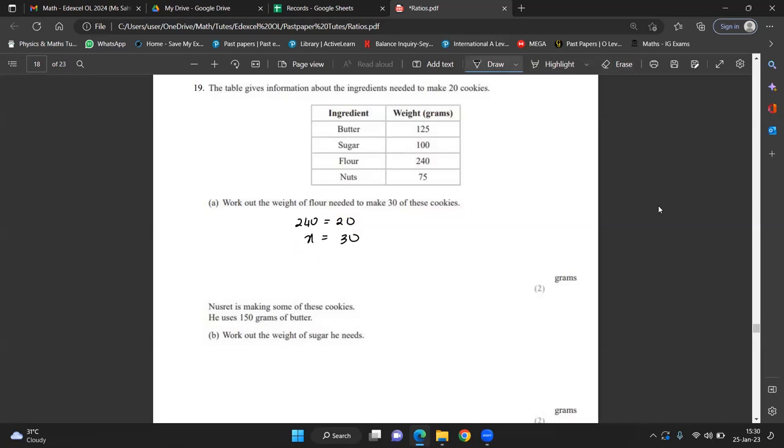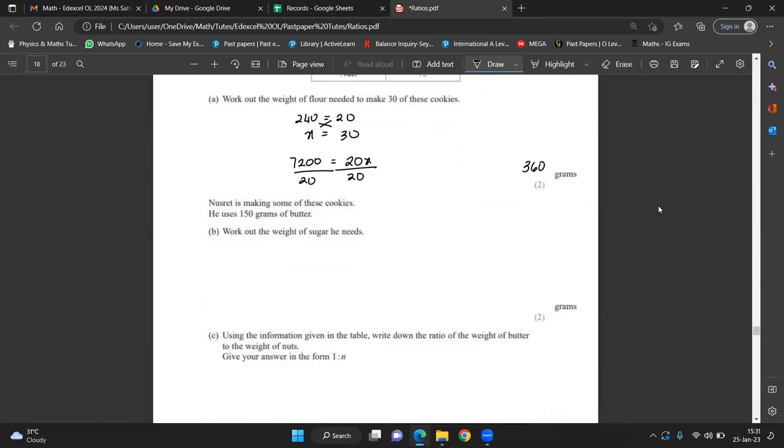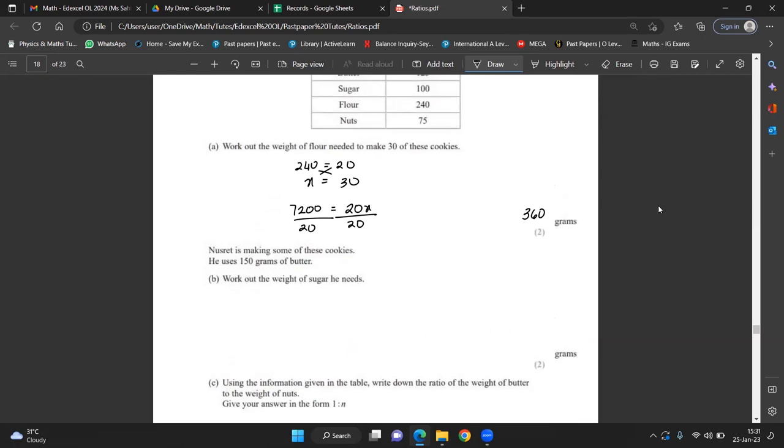Right? Now, when we cross multiply, what's 30 into 240? 7,200 equals 20x. Divide both sides by 20. Answer has to be? How many of you got this? Okay, good. I'll give you 2 minutes, do the B and C. The rest of you make it first.